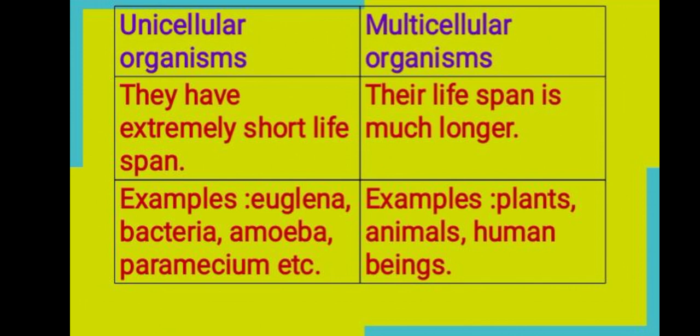Unicellular organisms have an extremely short lifespan, whereas multicellular organisms have a much longer lifespan as compared to unicellular organisms. Examples of unicellular organisms are euglena, bacteria, amoeba, paramecium, etc. Examples of multicellular organisms are plants, animals, and human beings.